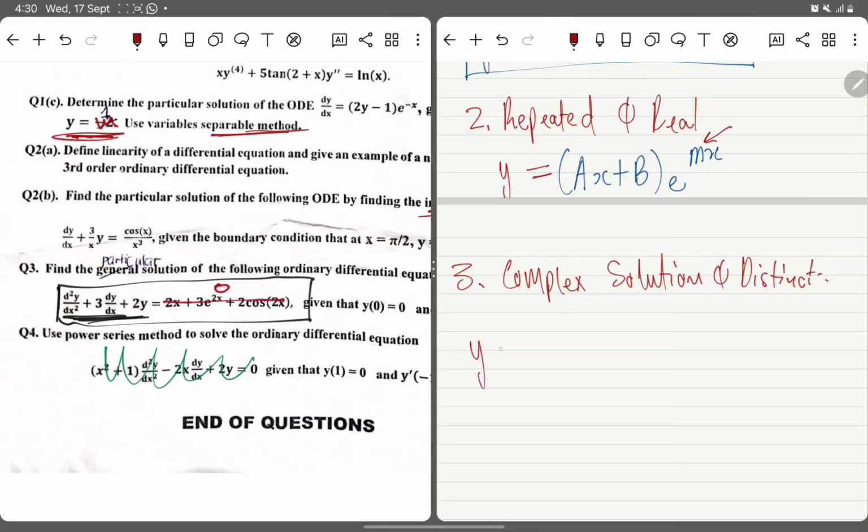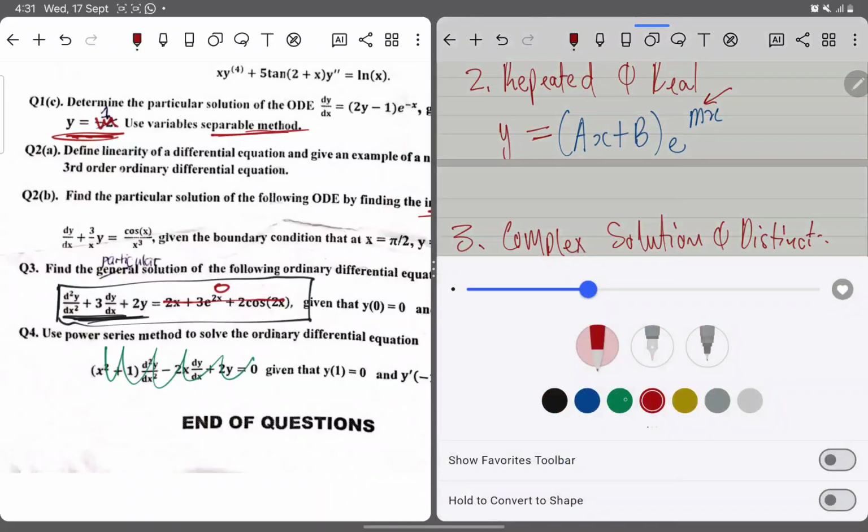You have your two solutions being, let's say, m1 will be equal to alpha plus, let's say, beta 1 i. Then you are going to have your m2 being alpha minus beta 1 i. So one will be plus, the other one will be minus. That's the only difference. So it'll be alpha plus beta i, and then the other one is alpha minus beta i.